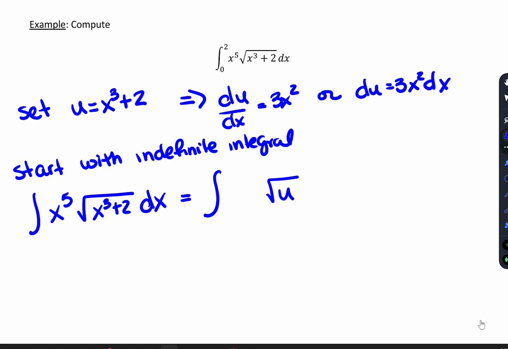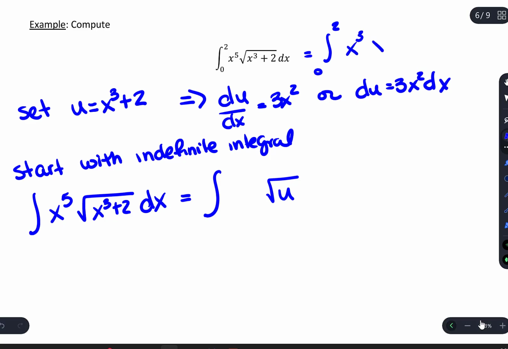Now, our other piece is x to the fifth. And notice if we look at the derivative of u, we have 3x squared dx. So we don't have x to the fifth. Let's rewrite this as the following. We know that we're going to need an x squared. So this is equal to x cubed times x squared times the square root of x cubed plus 2 dx. That gets us a little bit closer, but notice that we also have a 3 out front. So let's multiply this by 1/3 times 3.